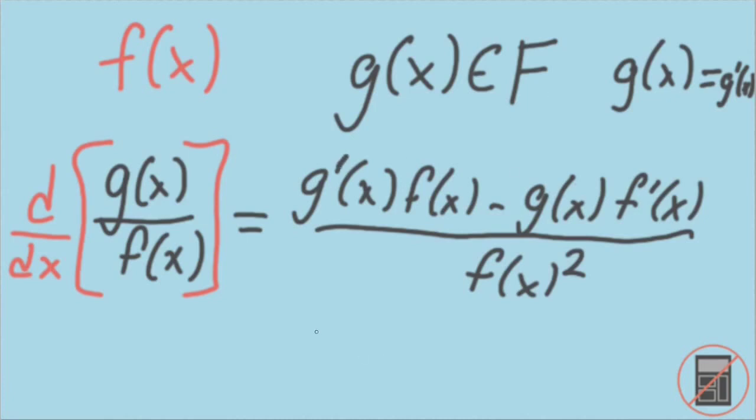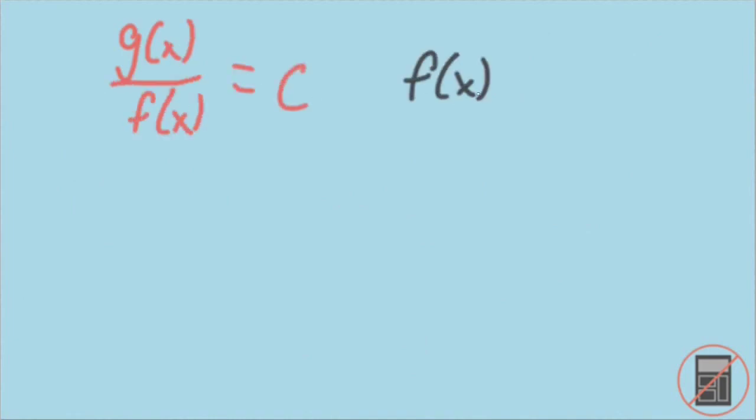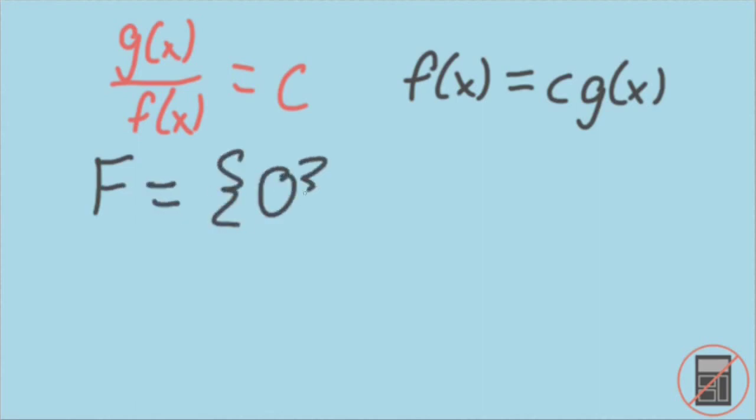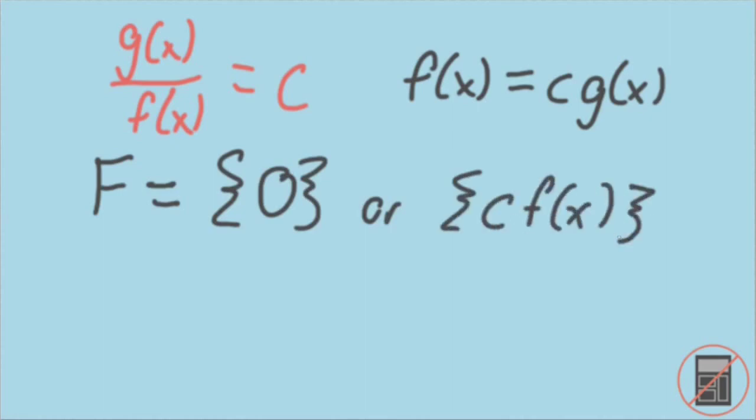They're equal to their derivative, and so this is equal to 0. Which ends up proving that g of x over f of x is a constant, so f of x is equal to a constant times g of x, or g of x is equal to a constant times f of x. So our set of all these functions must either be just the 0 function, or it can be written as c times some function, and it's a single function.